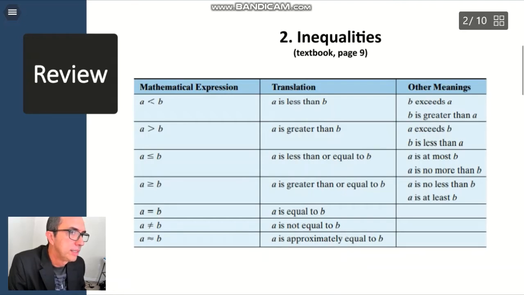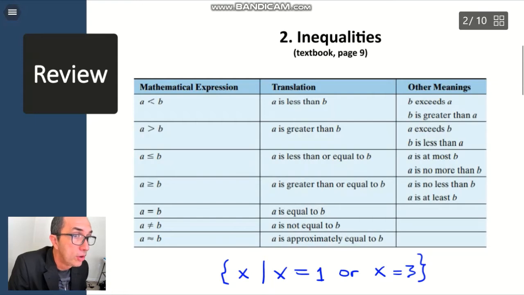Let's give you another example. X such that x equals 1 or x equals 3. So this is another set of numbers which is actually equal to 1 and 3, right?